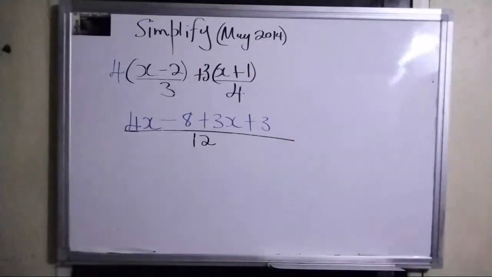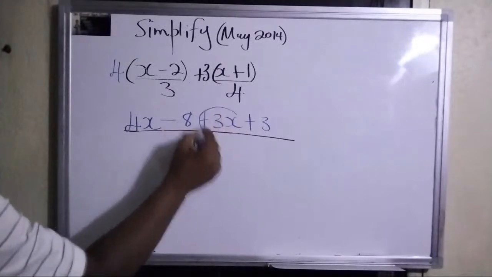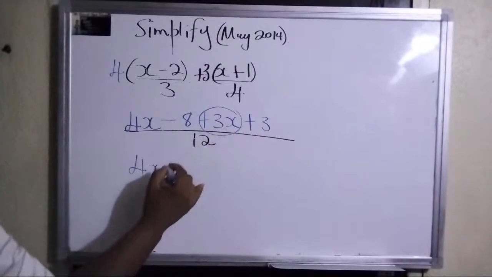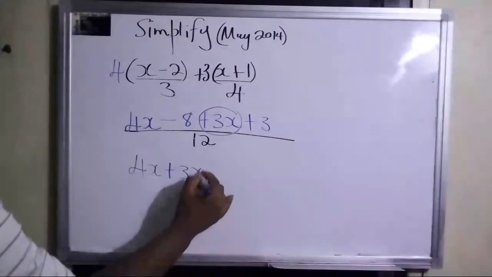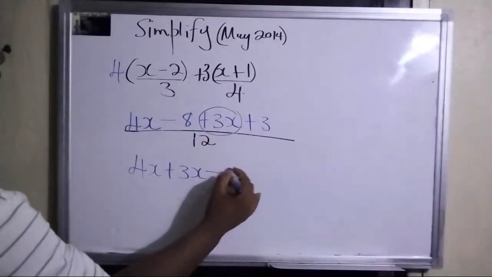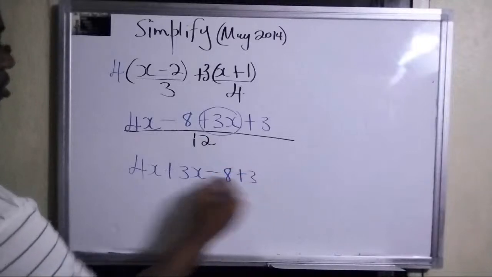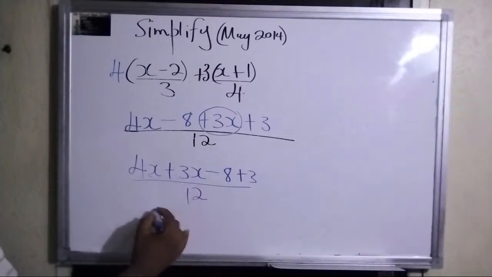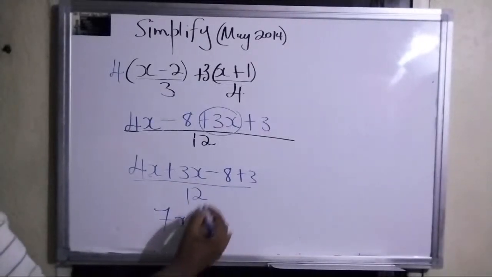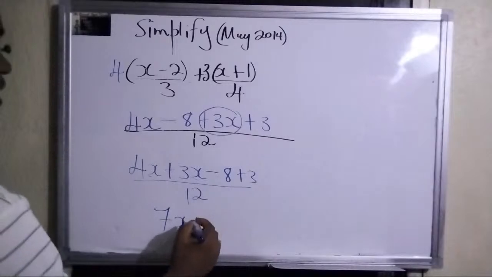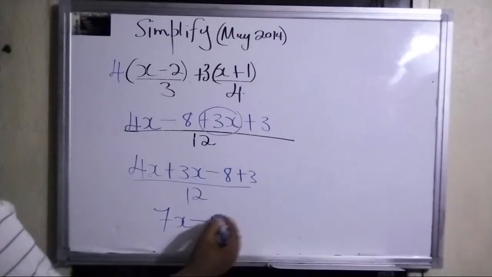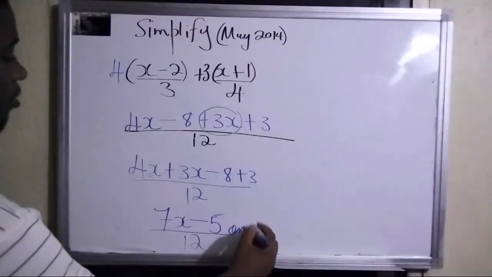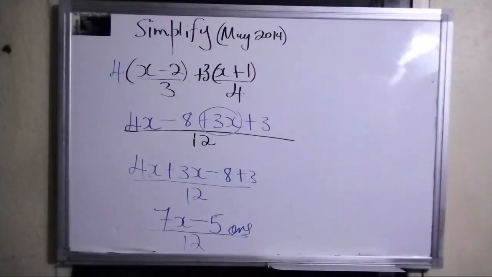Now all we have to do is to group the like terms, meaning group the x's. So we have 4x. This is a plus 3x, so we add 3x. This is a minus 8, so we don't change the sign. Plus 3 over 12. So 4x plus 3x will give us 7x. And negative 8 plus 3, that's negative 5. Remember, it takes the sign of the bigger one, and then 12. So very good. Someone had actually got this correct. Very good.